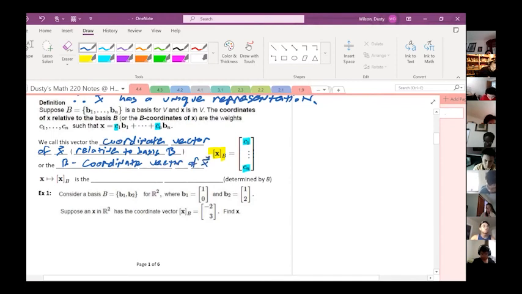And so this mapping that we're talking about, where we have x going to x_b, and here the key part is the little arrow, that makes it a mapping, is called the coordinate mapping.